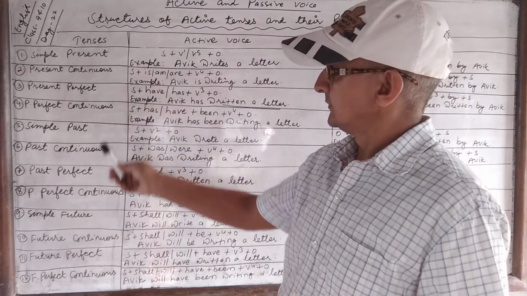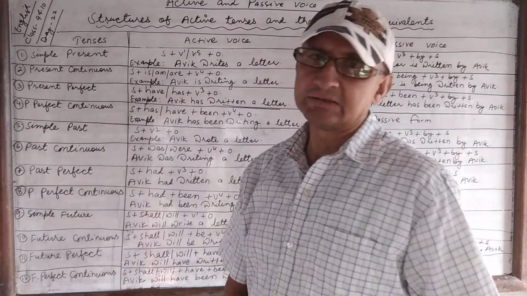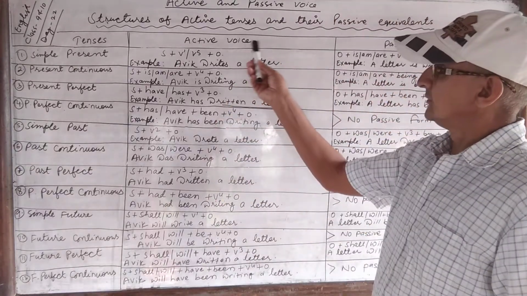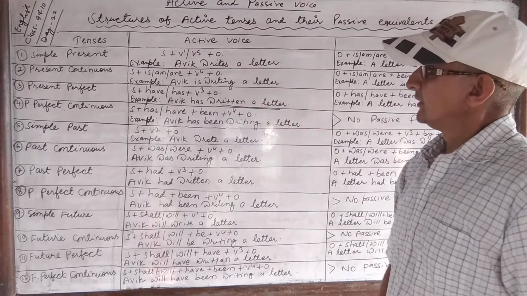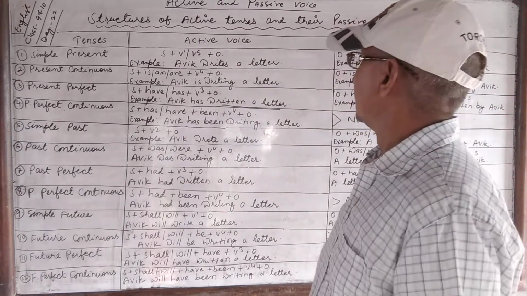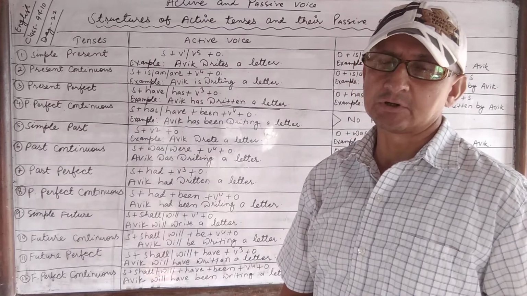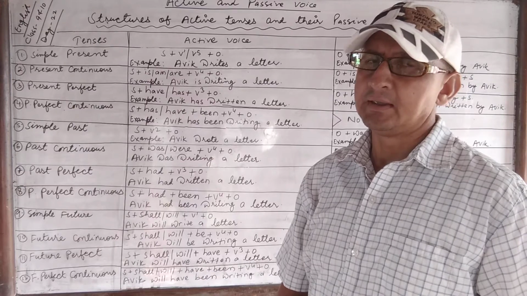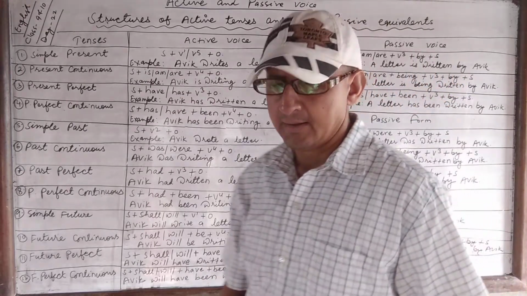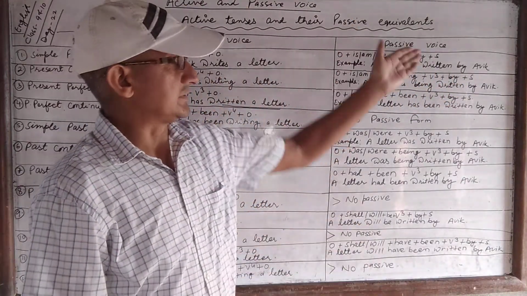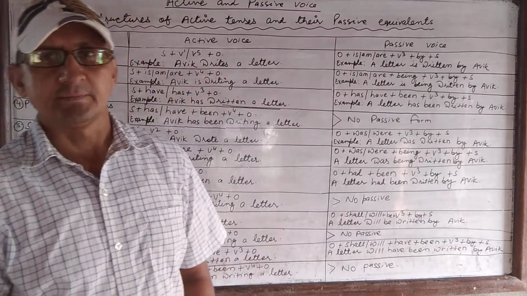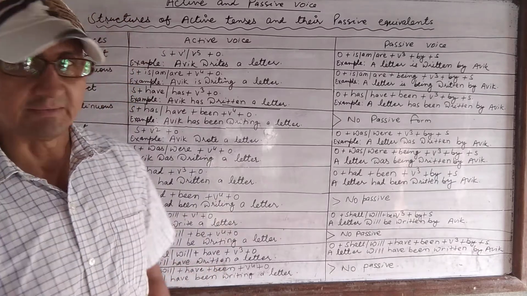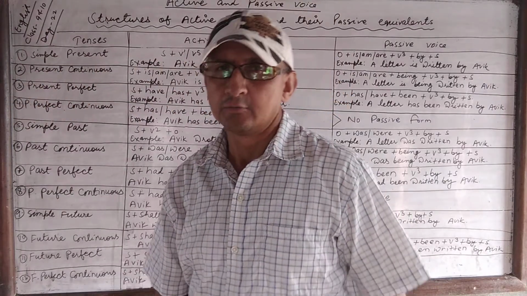In the first column, you see there are 12 different tenses. In the second column, you'll see the active voice, the structure of active voice and examples of active voice. And in the third column, you'll see the passive voice, passive structure and examples. Now let's discuss one by one.